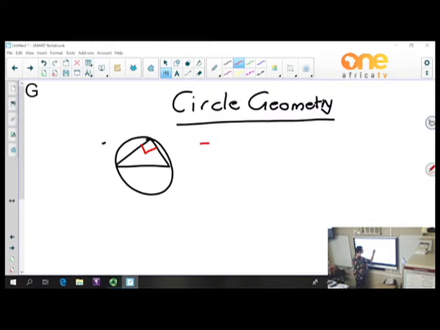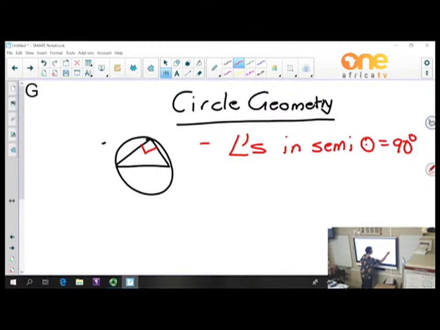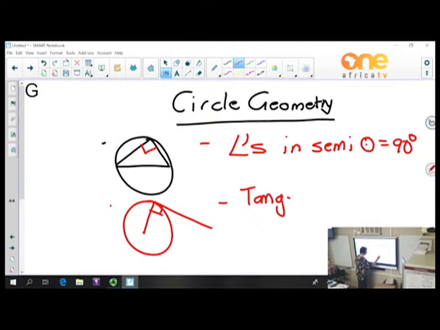So the first one, remember, this is the abbreviation for angles. Angles, and I'm going to try to make it short, in a semicircle is 90 degrees. Angle in a semicircle is 90 degrees. So that's the first one that we need to know. Then the second one is about a tangent. Now, a tangent is a line that touches the circle at a point. And where the tangent and the radius intersect, we have a 90-degree angle there. So the second one is the tangent to the radius is 90 degrees.